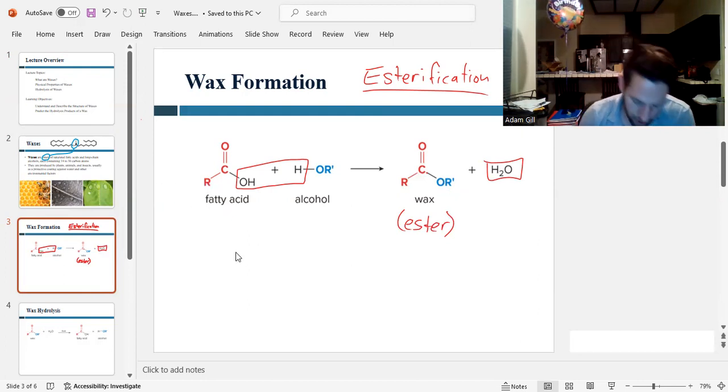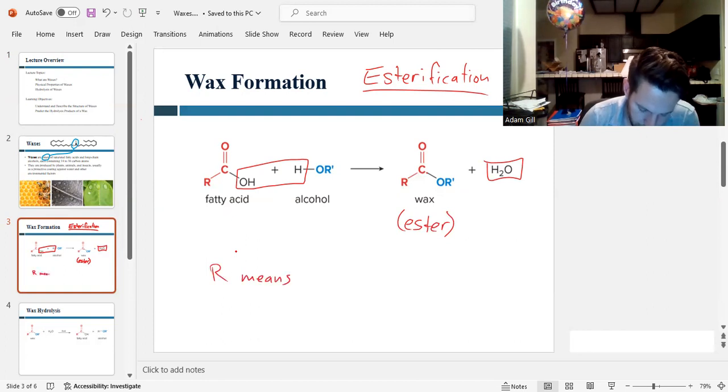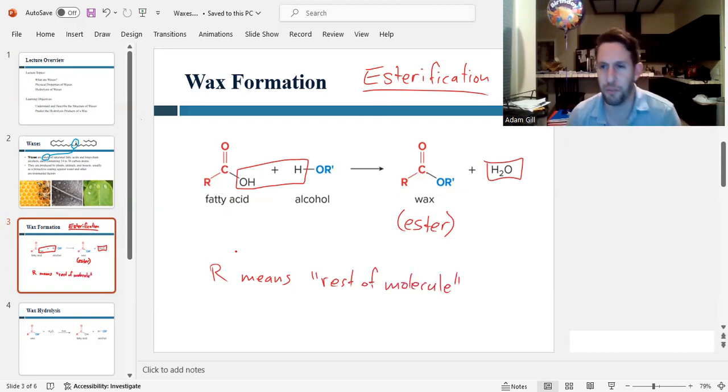We use R, which means like the rest of the molecule. So it's just an abbreviation for like the rest of the molecule, R. Okay. So these are going to be long carbon tails on both sides.